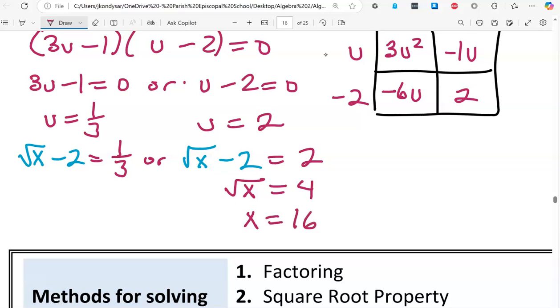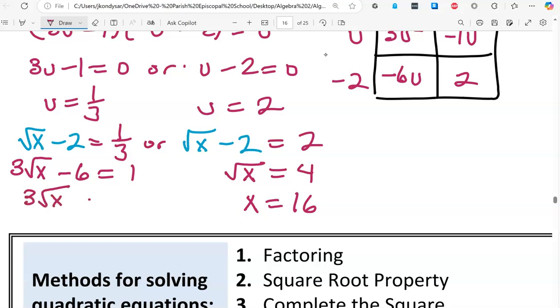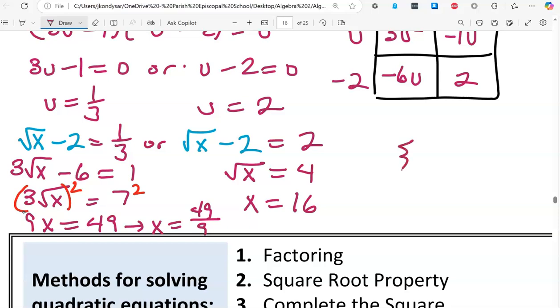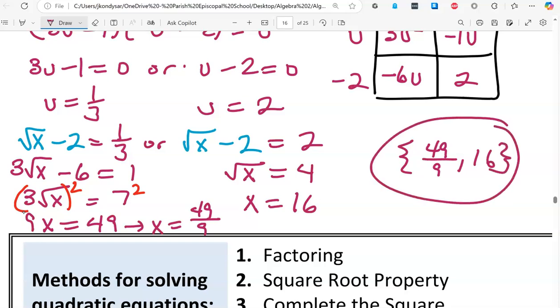On the left here, we can multiply all terms by 3. That may be the easiest thing to do. And then we get 3 times the square root of x is equal to 7. Now we can square both sides. Squaring both sides, we'll get 9 times x is equal to 7 squared, which is 49. So that's going to give us an x value of 49 over 9. So we're going to get two values here, 49/9 and 16. You can give them in set notation, or you can just write or in between them and box that.